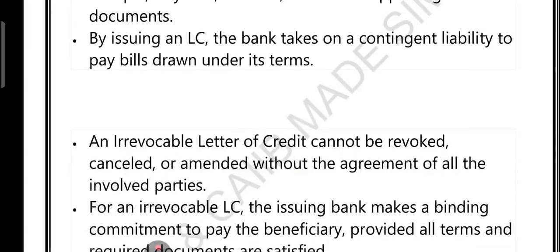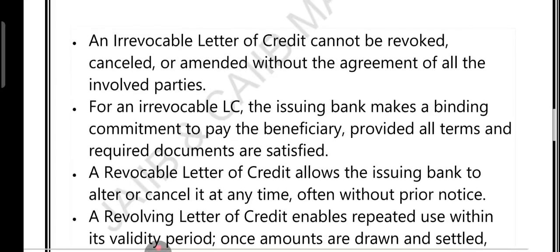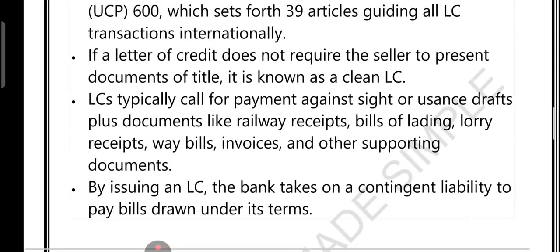So LC follows the UCP 600 rules internationally. There are 39 standard rules set by the ICC. So what are the common documents which are required? Which includes invoices, railway receipt, lorry receipt, bill of lading, way bill, draft, etc.